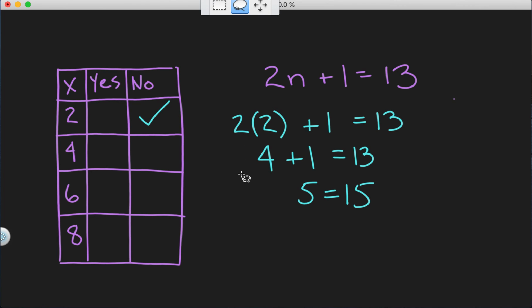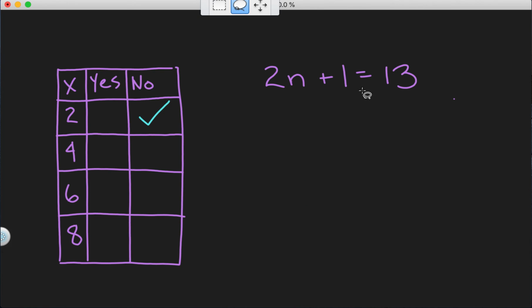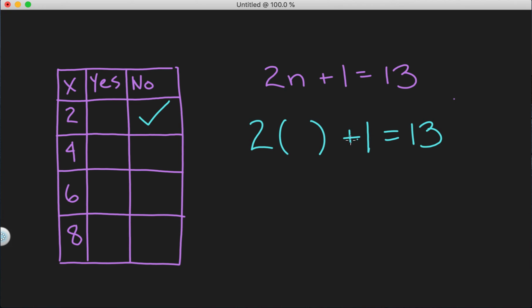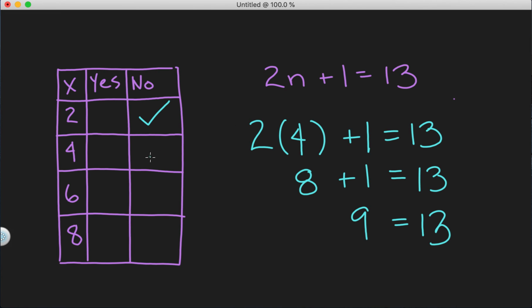Let's erase this, and we're going to do it for the next value. In the next value, we again use our 2 times n plus 1 equals 13. I plug in the 4. 2 times 4 gives me 8 plus 1 equals 13. 8 plus 1 is 9 equals 13. And again, that's not true. So 4 is not a solution either.